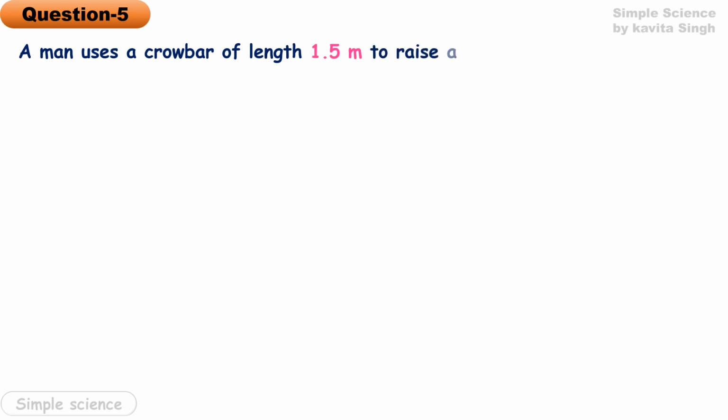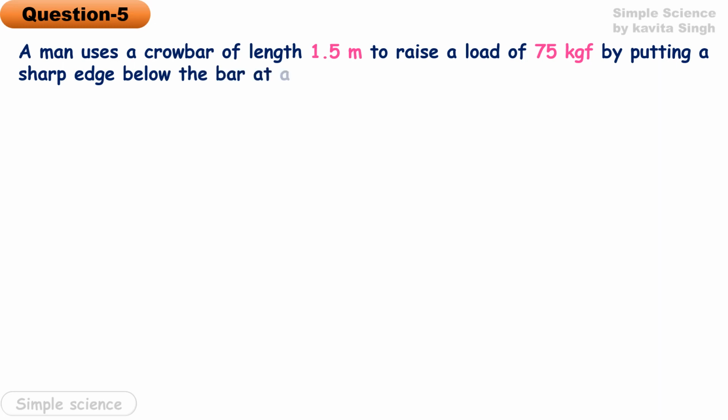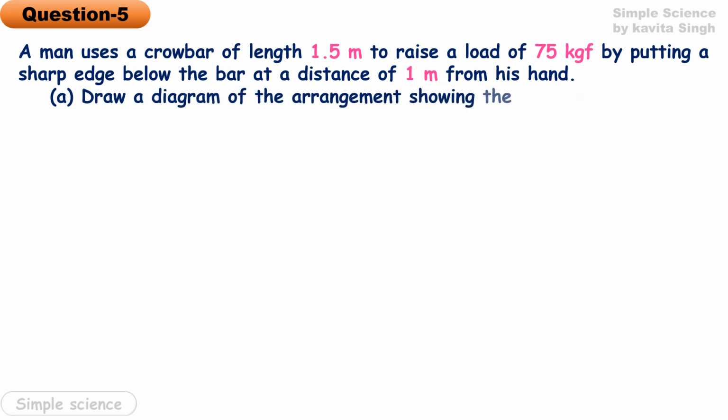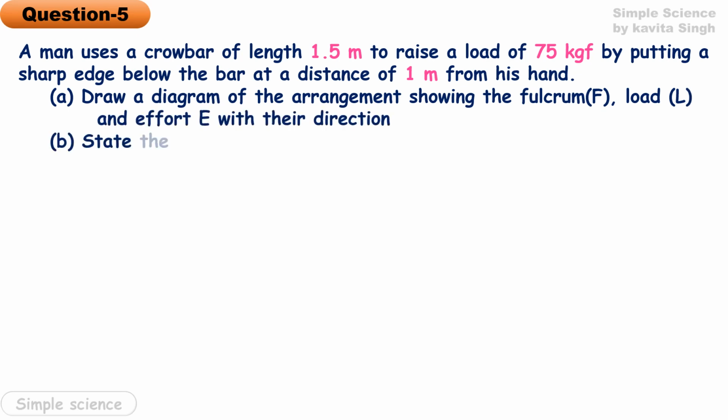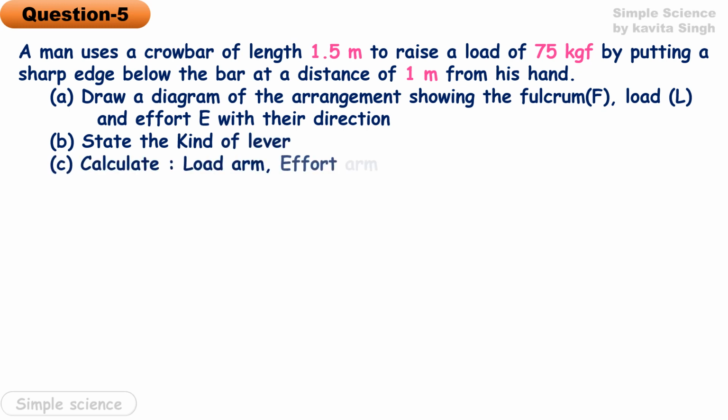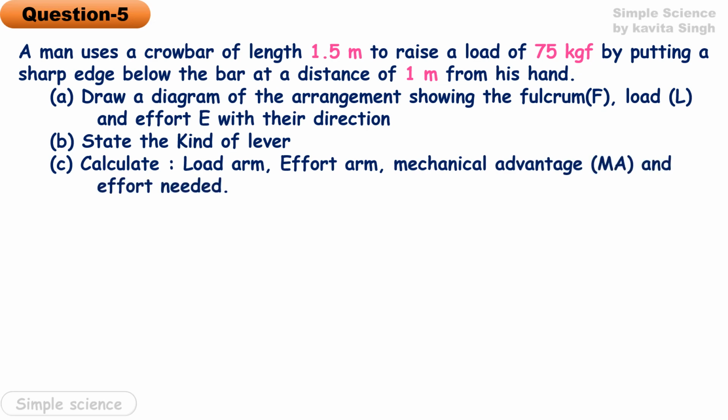Next question, question number 5. A man uses a crowbar of length 1.5 meter to raise a load of 75 kgf by putting a sharp edge below the bar at a distance of 1 meter from his hand. Draw a diagram of the arrangement showing the fulcrum, load and effort with their direction. Second part is state the kind of lever. And third part is calculate load arm, effort arm, mechanical advantage and effort needed.